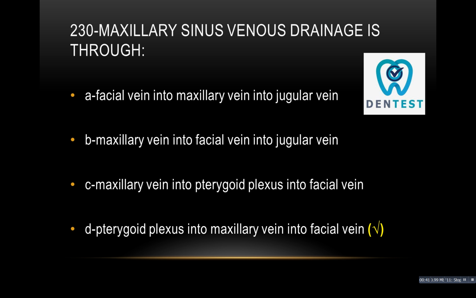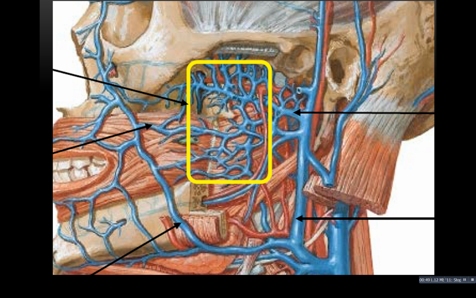So we want to understand why we choose the last one. We're going to discuss through this video why the maxillary sinus will drain into the pterygoid plexus. As we can see in this picture, the pterygoid plexus that lies behind the maxillary sinus will be the first part to drain the maxillary sinus. The pterygoid plexus also drains most of the oral cavity.